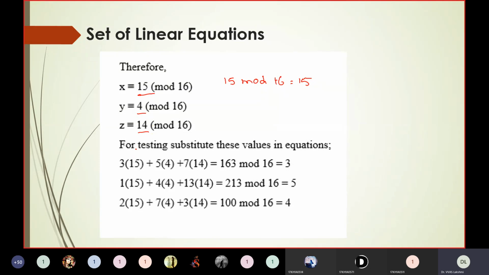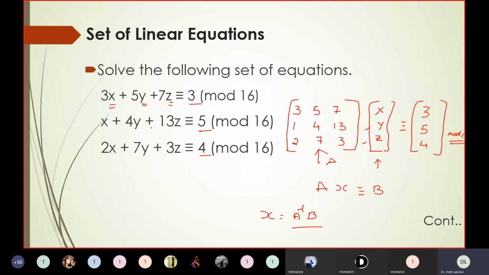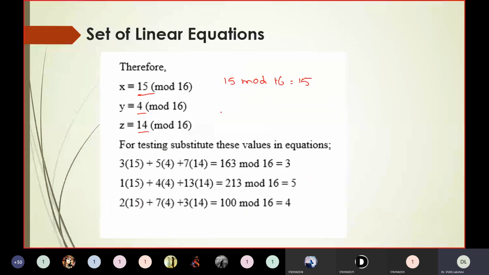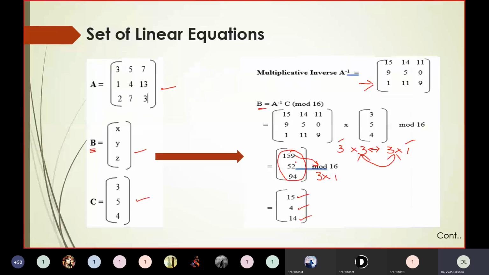So what are the equations? Here these are the equations 3x, 5y, 7z. So 3 times the x value, 5 times the y value, 14 the z value. So what value will we get? That is 153. Whenever we perform the mod 16 operation on 153, we will get the value 3. So this is the 3.